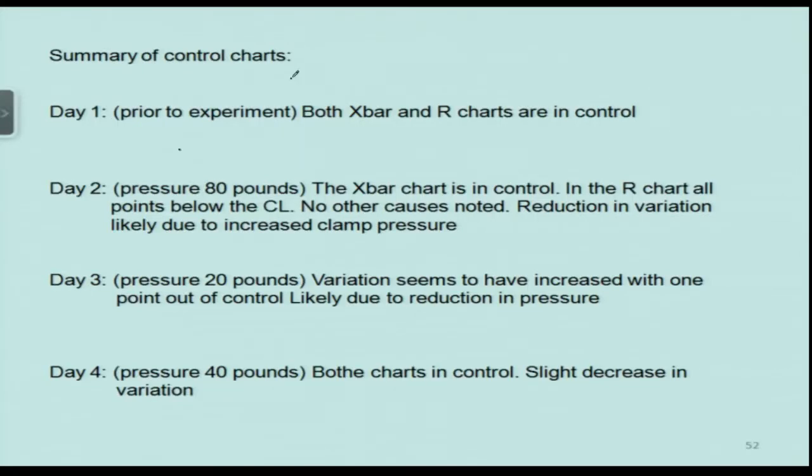Well, first let's take a quick look at the description of the control charts. First, on day number 1, both X bar and R charts are in control. On day 2, the X bar chart is still in control, but on the R chart all the points are below the center line and no other causes are noted. That means that the reduction in the variation is likely due to increased clamp pressure. When you make the pressure 20 pounds on day 3, the variation seems to have increased with 1 point out of control, again likely due to reduction in pressure. And on day 4, both charts seem to be in control, but there's a slight decrease in variation, something which we had already discussed.